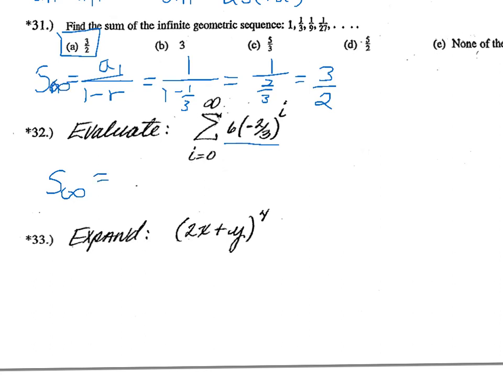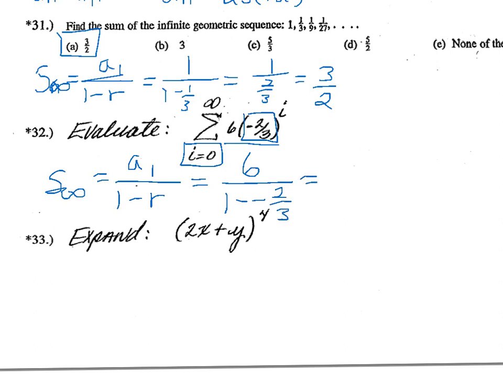and actually the first one should have also been s sub infinity, equals a sub 1 over 1 minus r. And in this case, to find a sub 1, we want to plug in 0 since this starts with 0. So if I plug 0 in, I get negative 2/3 to the 0, which is 1, and then 1 times 6 is 6. So we have 6 divided by 1, and we know our r is negative 2/3 since that's in the parentheses. So 1 minus negative 2/3.